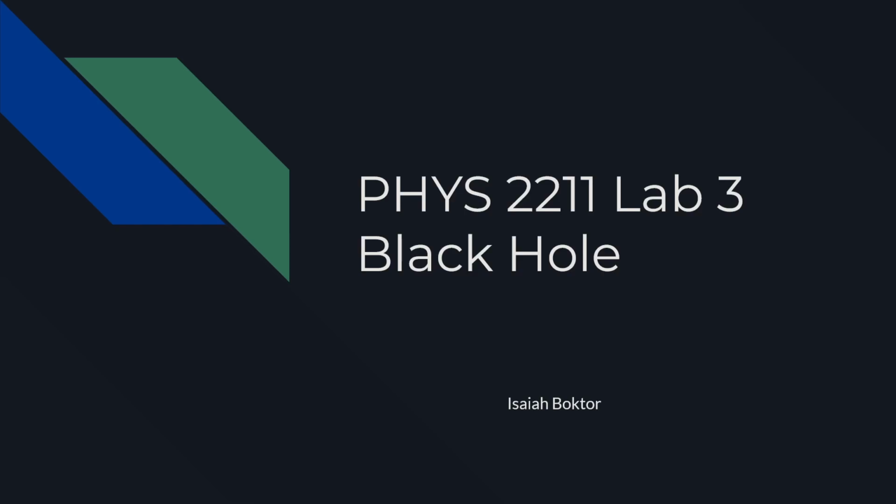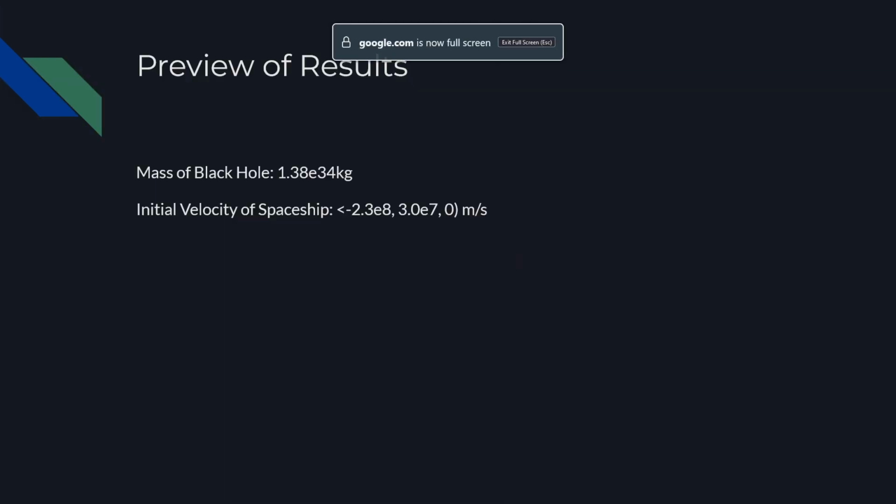Hello, today we'll be talking about Physics 2211, Lab 3, Black Hole. So, a preview of the results of this lab. In this lab, we computationally found the mass of a black hole and determined the velocity of a spaceship that came in contact with this black hole.